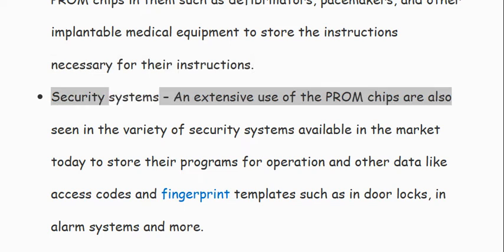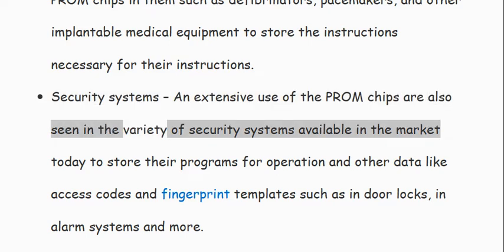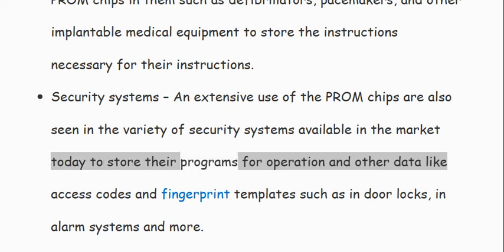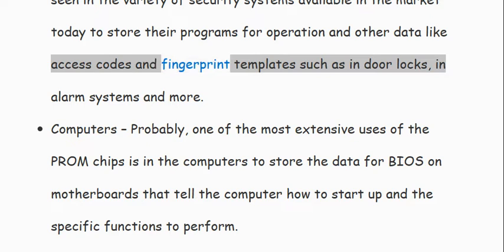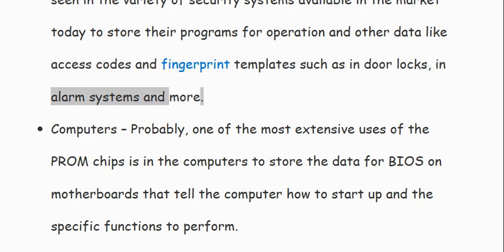Security systems. An extensive use of the PROM chips is also seen in the variety of security systems available in the market today to store their programs for operation and other data like access codes and fingerprint templates, such as in door locks, in alarm systems, and more.